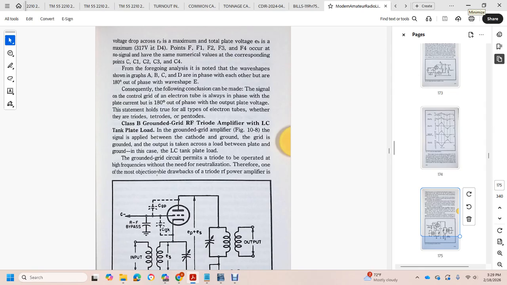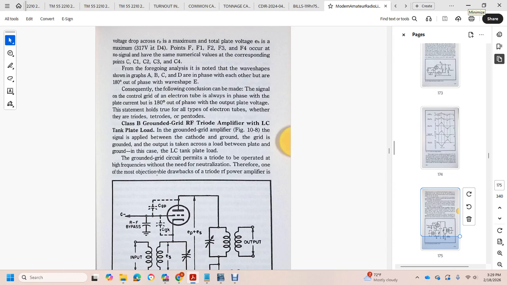Class B grounded grid radio frequency triode amplifier with an inductor and capacitor tank plate load. In the grounded grid amplifier, the signal is applied between the cathode and ground, with the grid grounded. The output is taken from the load between the plate and ground, in this case the inductor and capacitor tank plate load.